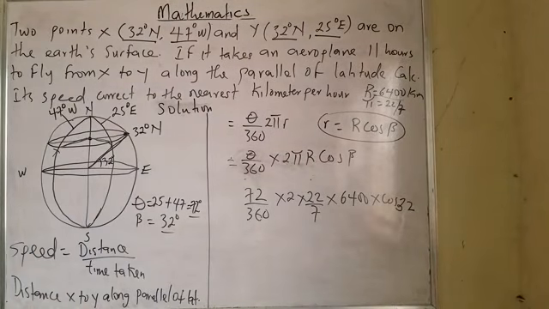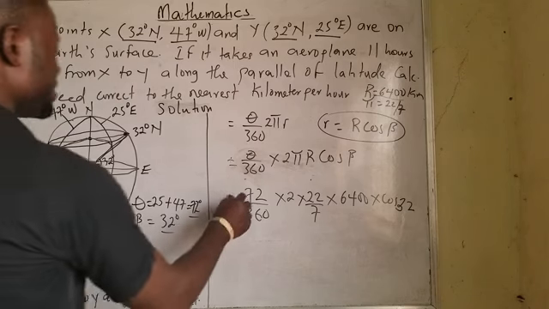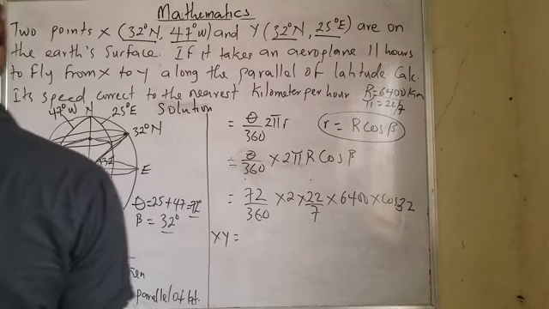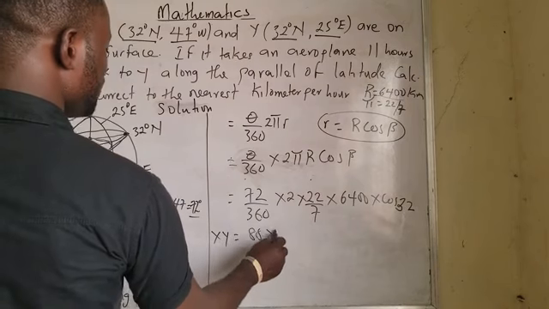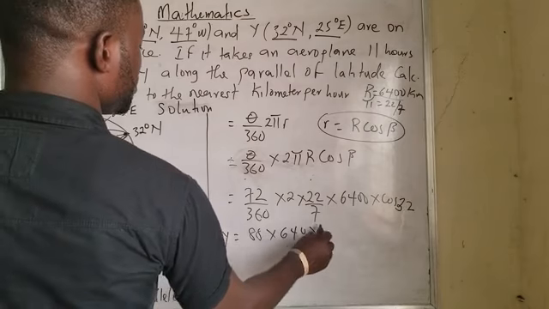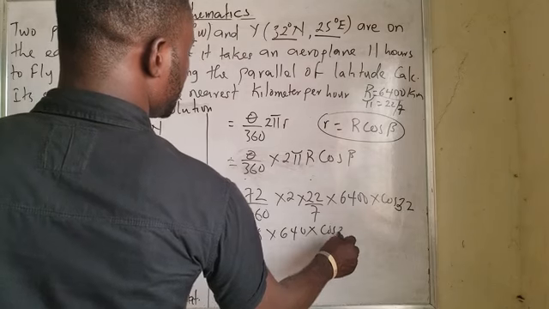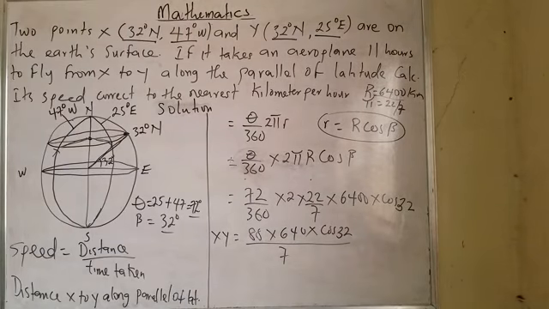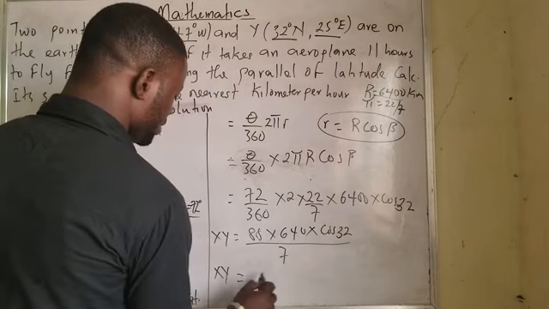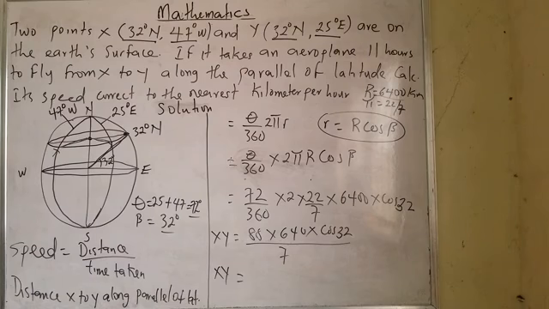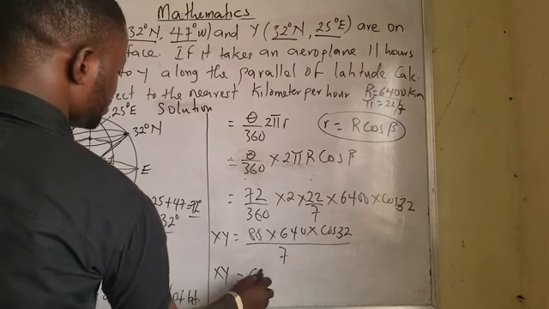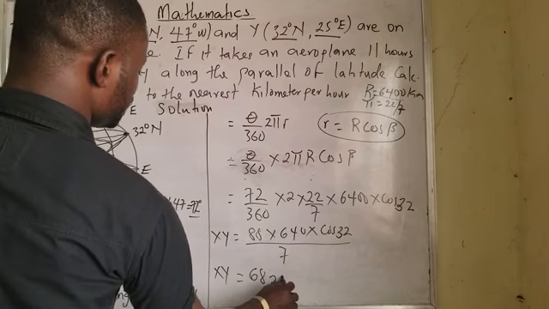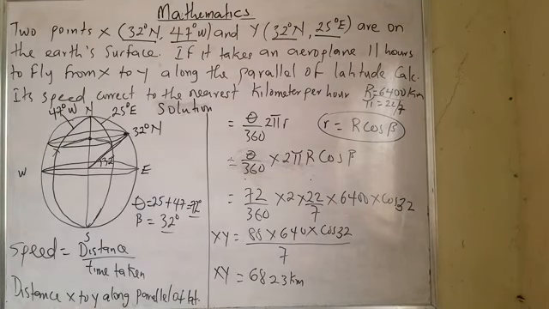Now, with the help of my calculator, the distance xy will be equal to 88 multiplied by 640 multiplied by cos 32, divided by 7. With the help of my calculator, it will be equal to 6,823 kilometers. That is the distance of that movement.